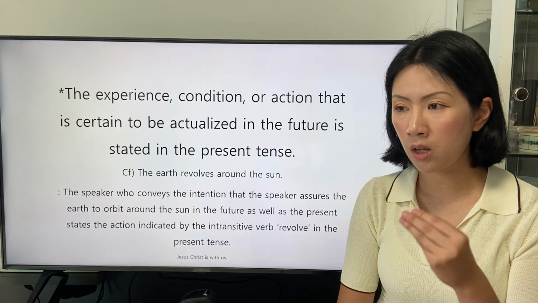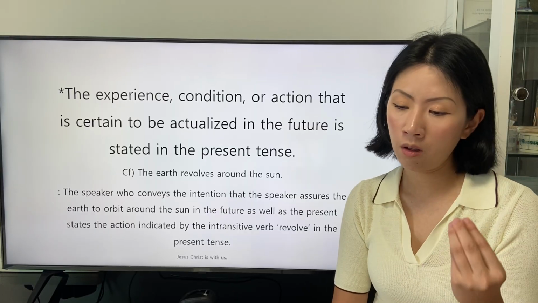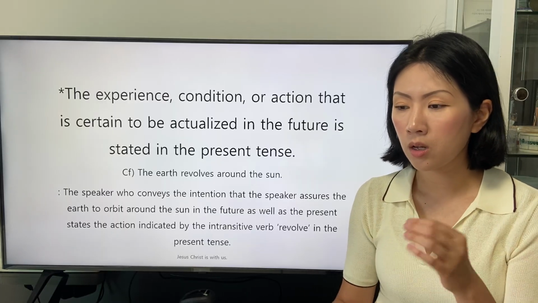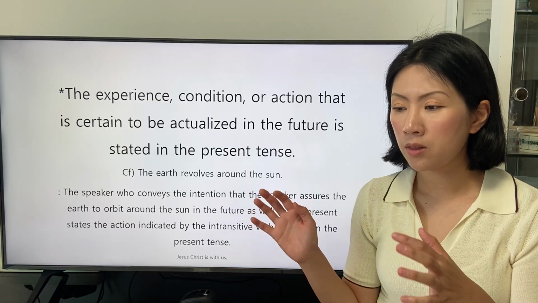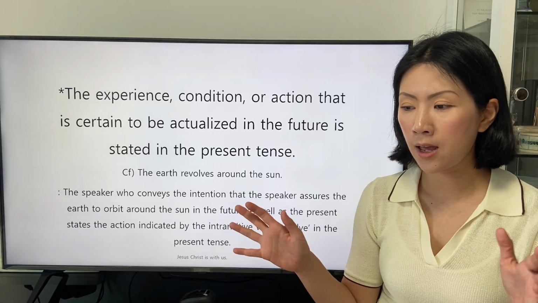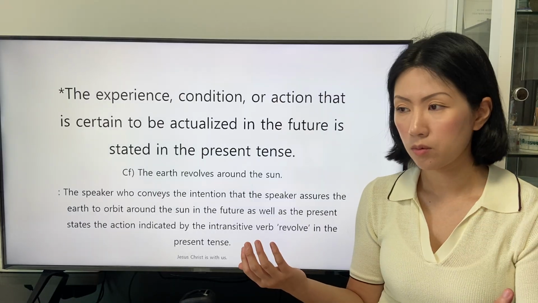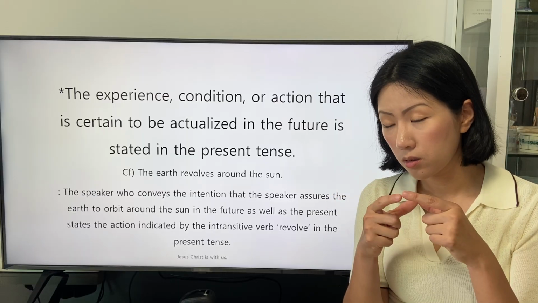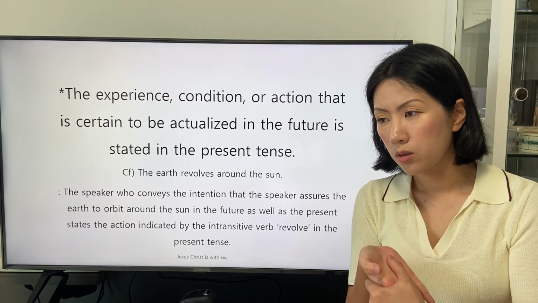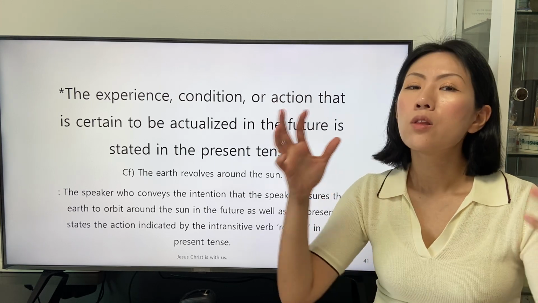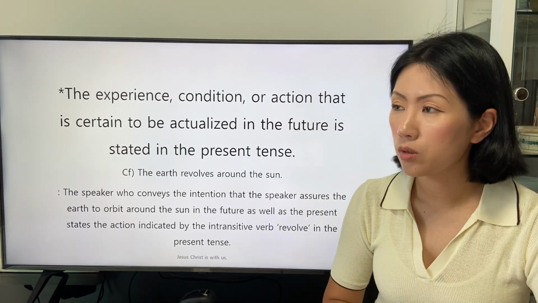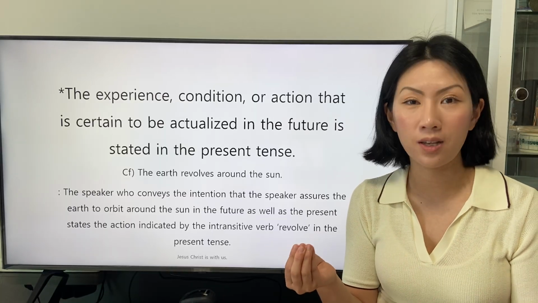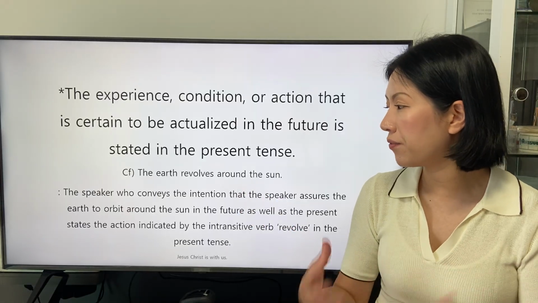The modal verb will is one of the definitions that the word will is about a determination. But there are so many events that are not needed to be stated with uncertainty, like this. The earth revolves around the sun.